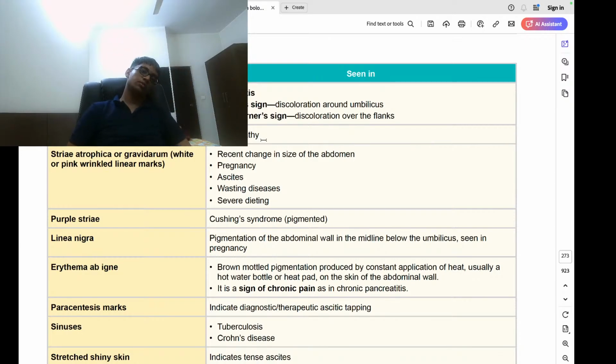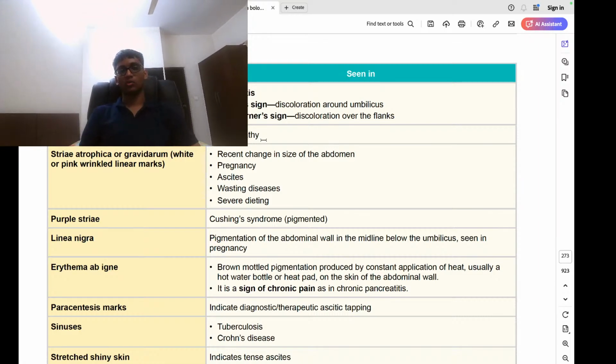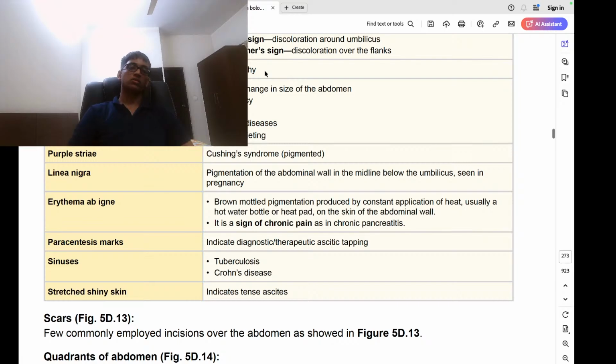Skin over the abdomen: discoloration is seen in pancreatitis, which is Cullen sign, discoloration around the umbilicus, and Grey Turner sign, discoloration over the flanks. Ecchymosis or purpura is seen in coagulopathy. Then striae, white or pink linear marks, indicate recent change in the abdomen: pregnancy, ascites, wasting disease, bleeding. Purple striae are seen in Cushing syndrome.